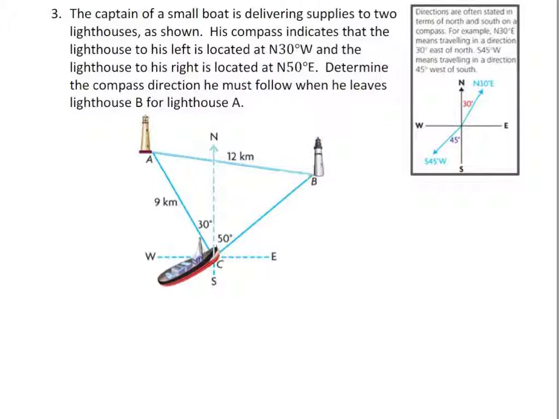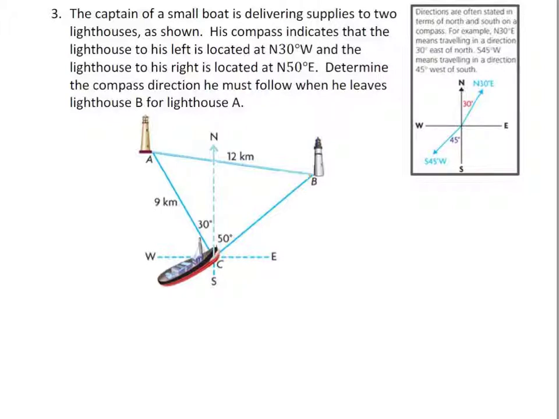And when we're saying N50E, what that means is 50 degrees east of north. So again, straight north is in the upward direction. So we want to go about 50 degrees east. So that would be 50 degrees east of north. So just keep that in mind when you're reading the directions.